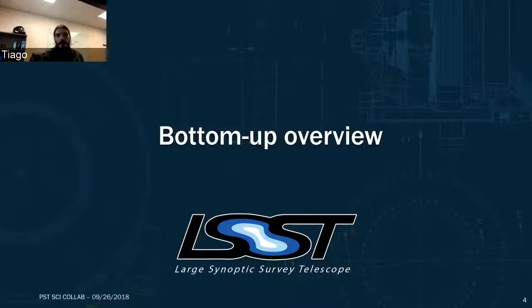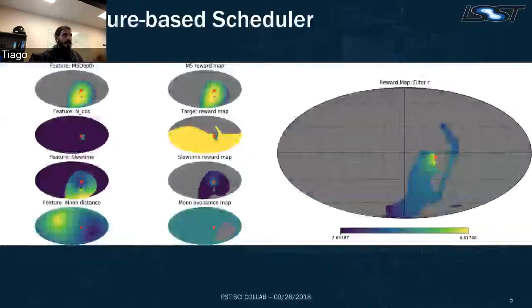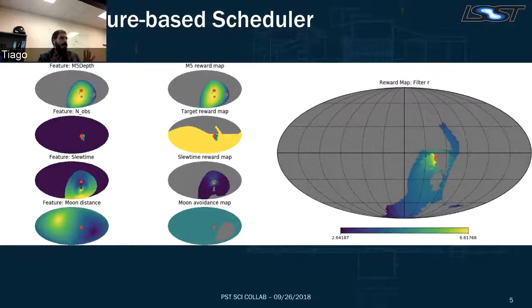This image right here is like a tomography of the feature-based scheduler brain. I'll be very brief about this one because we get into details in the next slides. At the left here, we have the features, and I'll talk about the features soon. In the middle, we have the reward maps. The features are used to compute the reward maps, and then those reward maps are combined, and we have a final reward map, and then from that reward map, we select the field to observe, right?